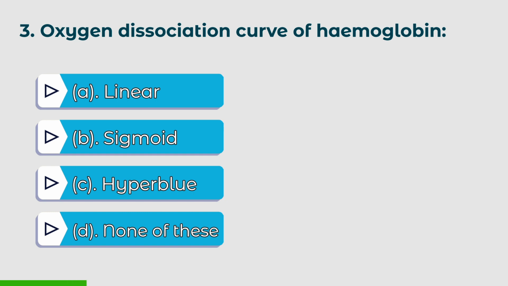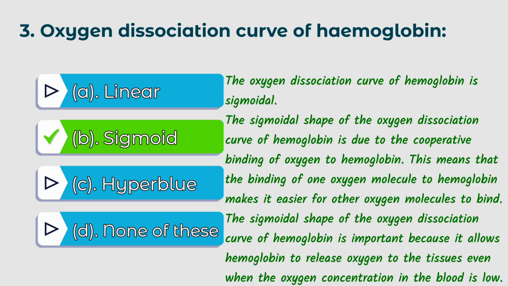Third question, the oxygen dissociation curve of hemoglobin is: Options: A. Linear, B. Sigmoid, C. Hyperbola, D. None of these. The right answer is B. Sigmoid. The oxygen dissociation curve of hemoglobin is sigmoidal.